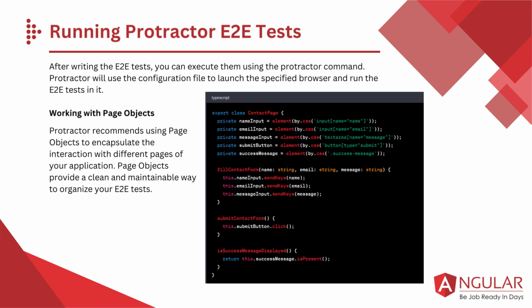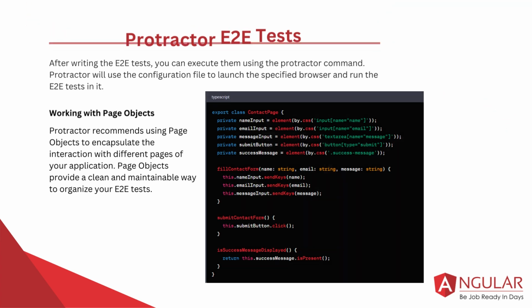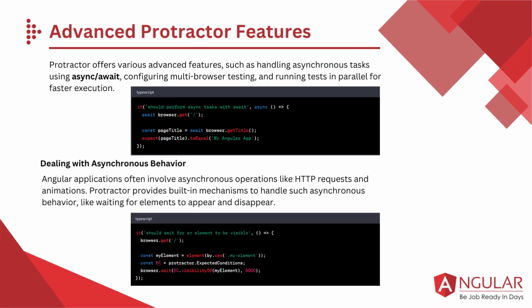5. Working with page objects. Protractor recommends using page objects to encapsulate the interaction with different pages of your application. Page objects provide a clean and maintainable way to organize your E2E tests. 6. Advanced Protractor features. Protractor offers various advanced features, such as handling asynchronous tasks using async/await, configuring multi-browser testing, and running tests in parallel for faster execution.